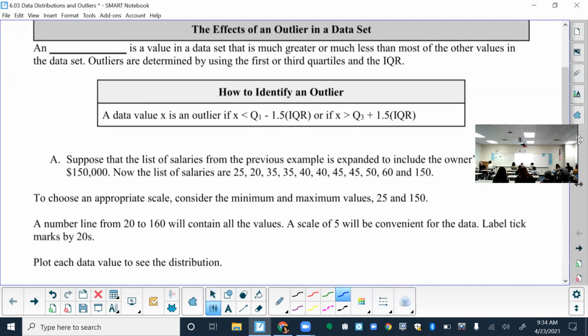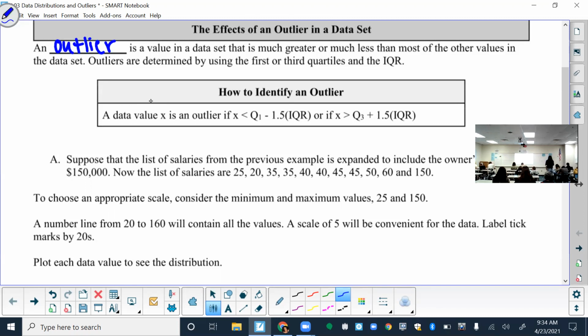All right, so an outlier is a value in a data set that is much greater or much less than most of the other values in the data set. So the outcasts, they're really far away from the rest of the data. And those are potentially bad because they could mislead the data. They could say that the average is much greater than it actually is. All right, so much greater or much smaller than the rest of the data.